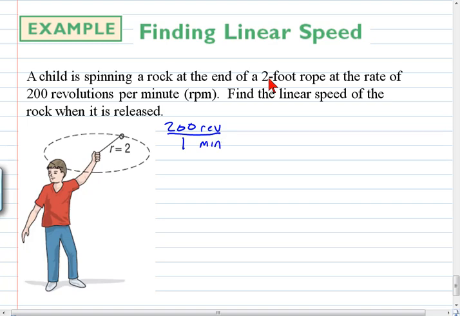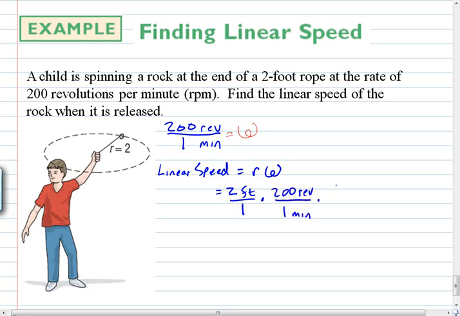We know that the radius is going to be the length of the rope, and the formula for linear speed is going to be equal to r omega. It's the length of the radius times the angular velocity. This bit right here is our angular velocity, 200 revolutions per minute. In place of r, we're going to plug in 2 feet. So we have 2 feet, and I'm using the units here, times omega, which is 200 revolutions per 1 minute. We got to convert this to radians. So 1 revolution is equal to how many radians? 2 pi radians, right? And our angle has to be measured in radians, not revolutions.